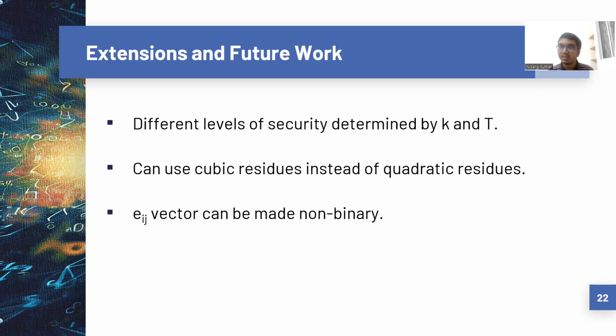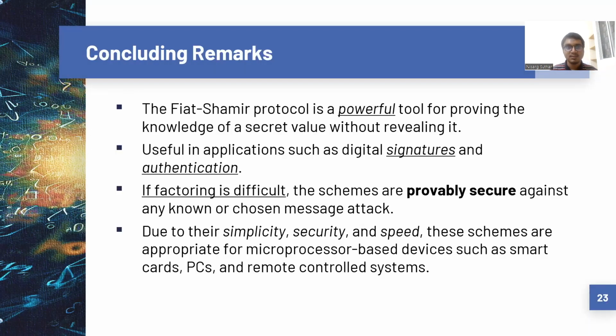Okay. Then another thing that we can tweak is we can, instead of quadratic residues, use cubic residues. And then we can also make the EIJ vector non-binary. Okay, so those were some of the tweaks that we could do.